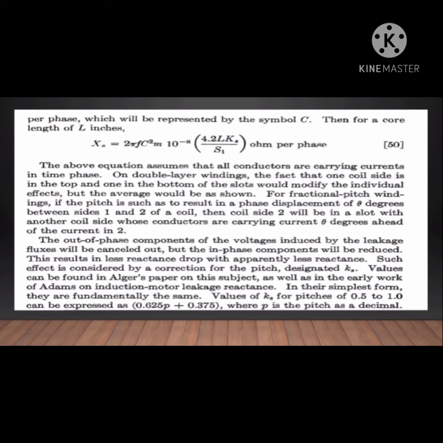On double layer winding, the fact that one coil side is in the top and one is in the bottom of the slot would modify the individual effects, but the average would be shown. For fractional pitch winding, if the pitch is such, the result is a phase displacement of degrees between sides 1 and 2 of a coil, then coil side 2 will be in a slot with another coil whose conductors are carrying current degrees ahead of the current in 2.